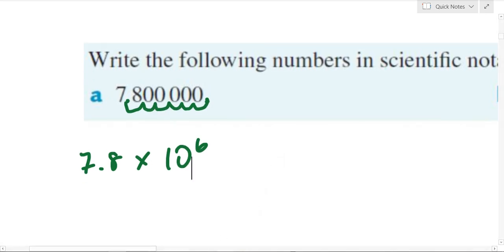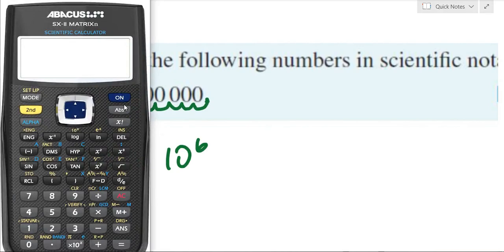And if you wanted to test it, you can actually put that on your calculator. I don't know if it'll work on this, but 7.8 times 10 to the power of 6 should give us the same number.